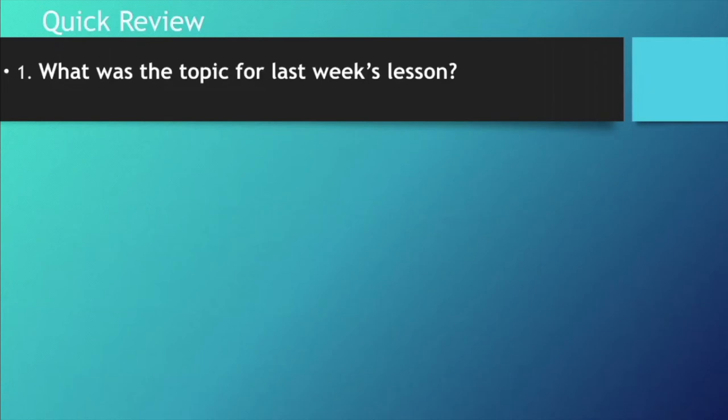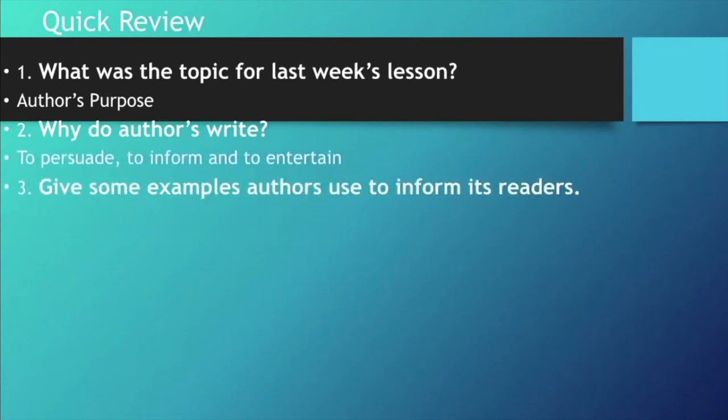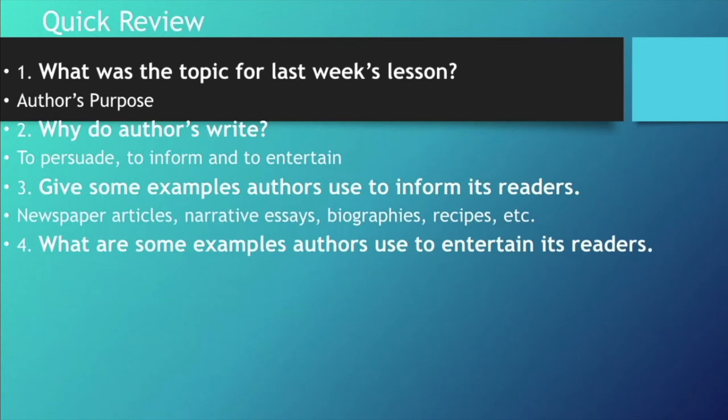Now, first question, what was the topic for last week's lesson? If you said author's purpose, you are correct. Question number 2, why do authors write? If you said to persuade, inform, and entertain, you are absolutely correct. Question number 3. Give some examples authors use to inform its readers. If you said newspaper articles, narrative essays, biographies, recipes, and more, you are correct.